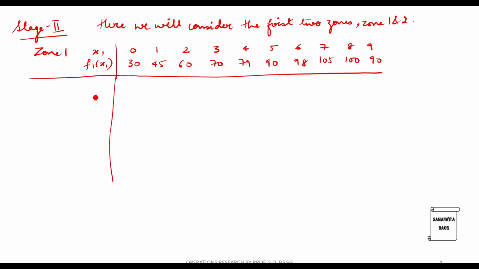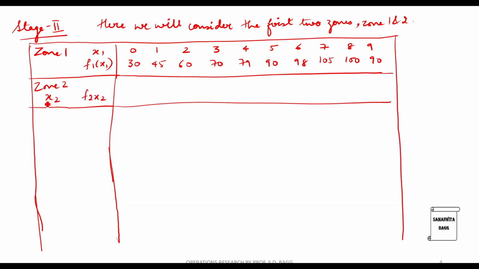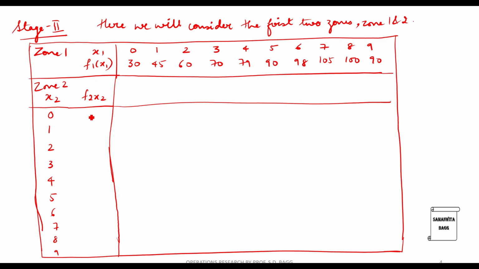Vertically I'll write down over here zone 2. So I'll have x2 and f2 x2. Here I'll write down the number of salesmen. And under f2 x2 I'll write down the profit for zone 2.